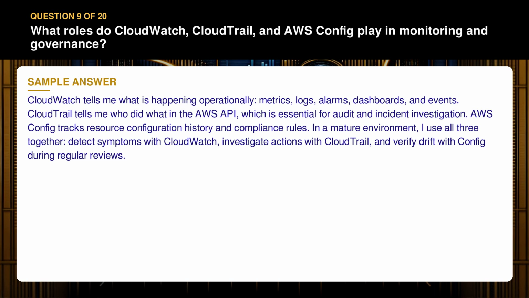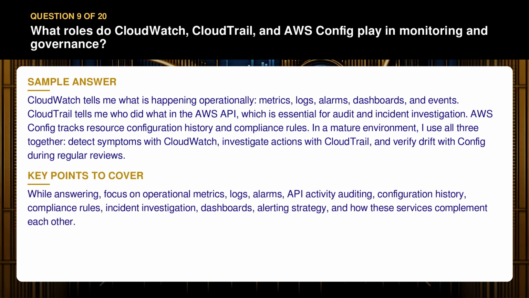In a mature environment, I use all three together: detect symptoms with CloudWatch, investigate actions with CloudTrail, and verify drift with Config during regular reviews. While answering, focus on operational metrics, logs, alarms, API activity auditing, configuration history, compliance rules, incident investigation, dashboards, alerting strategy, and how these services complement each other.